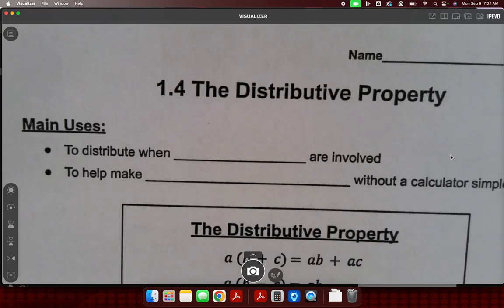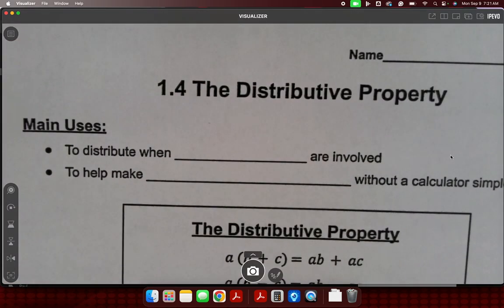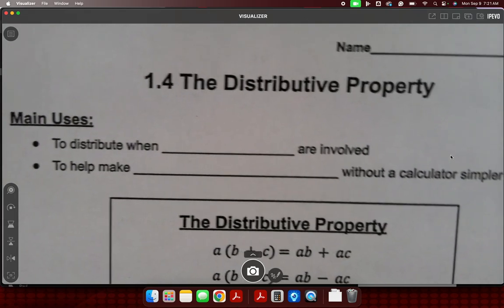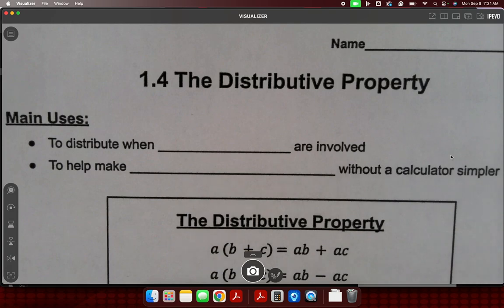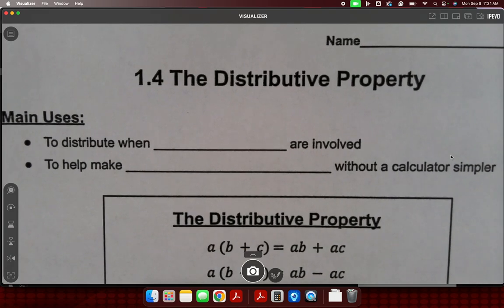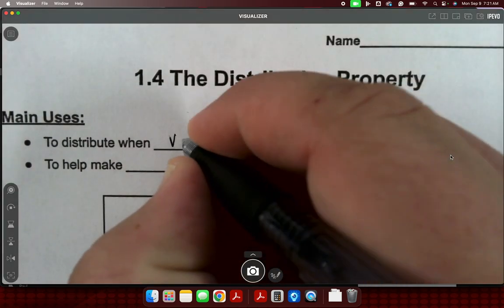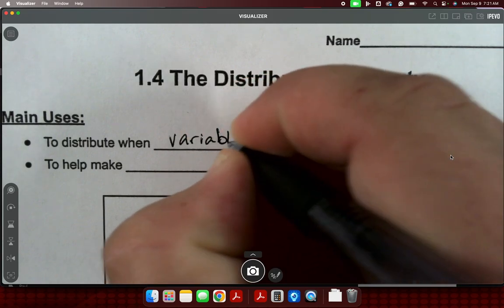We talked about a dozen properties of numbers in our previous lesson. Today we're going to focus on a specific one that gets used a whole lot, and that's the distributive property. There are two main uses for the distributive property, and as far as what you need to know and learn, it's mostly the first one. It's that we need to distribute when variables are involved.